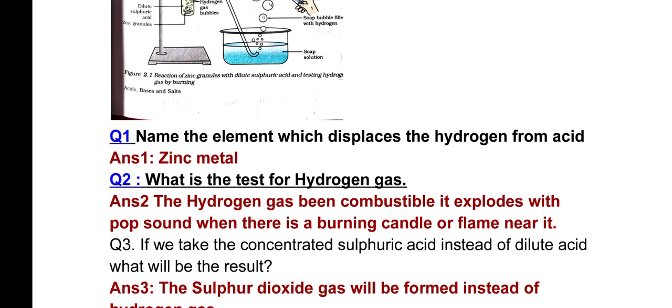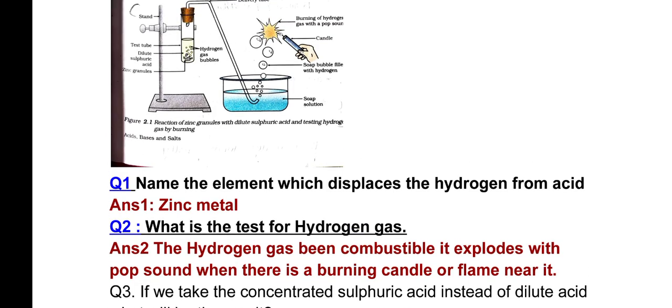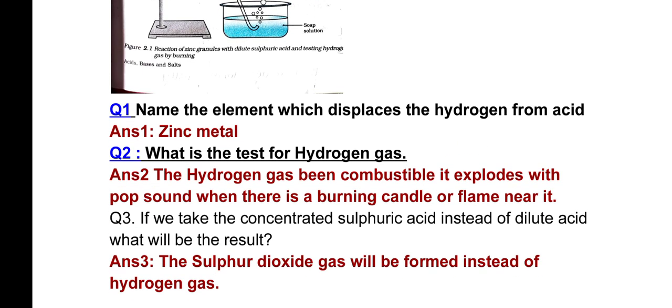Now let us see what kind of questions can come in this part. Name the element which displaces the hydrogen from the acid. The element here what we have taken is zinc granules on which the dilute acid is put. So zinc is more reactive than the hydrogen. It displaces the hydrogen gas from the acid.